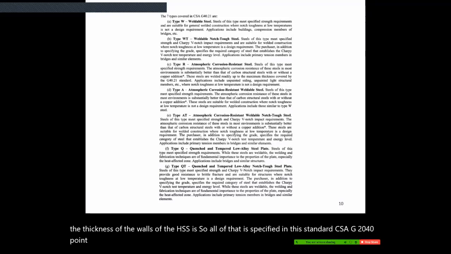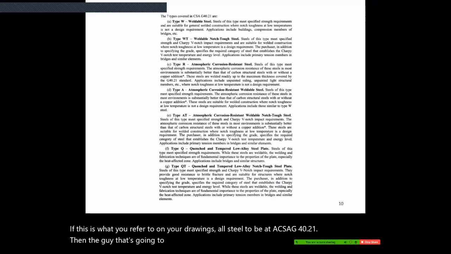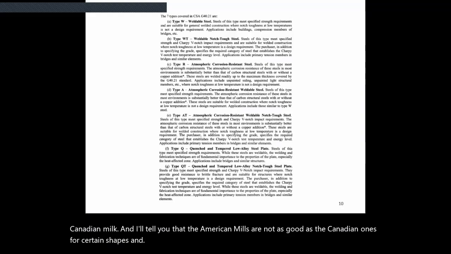So if this is what you refer to on your drawings, all steel to be CSA G40.21, then the guy that's going to be ordering the steel has to assure himself it's being done from a Canadian mill. And I'll tell you that the American mills are not as good as the Canadian ones for certain shapes, and we'll talk about that during the course.